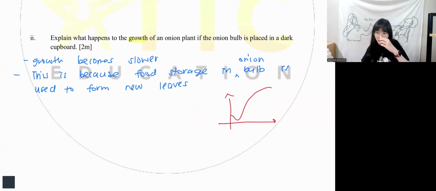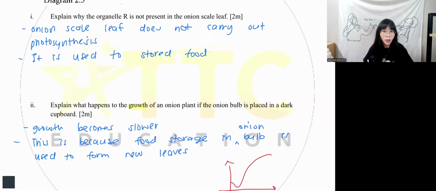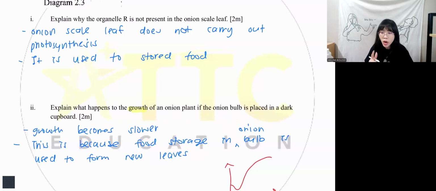Can I say it does not have chlorophyll for eye? You mean one of the points, is it? Because it already says that there is no organelle. So when you say it does not have chlorophyll, you are kind of repeating the question.